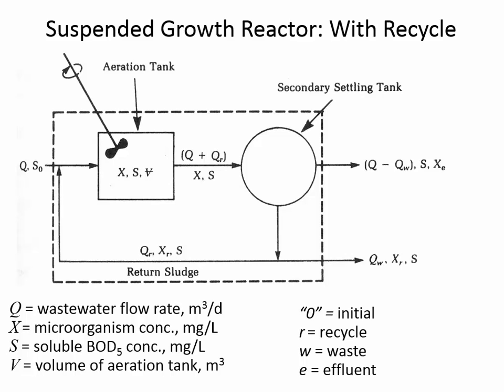It shows the water flow rate Q coming in with an initial substrate concentration, S naught. The 0 in the subscript means the initial amount, so the initial amount of food comes into the aeration tank. You can see the aeration tank is well mixed. It's also receiving oxygen. The parameters we have to keep track of are X, which is the concentration of bacteria, S, which is the concentration of food, and V, the volume.